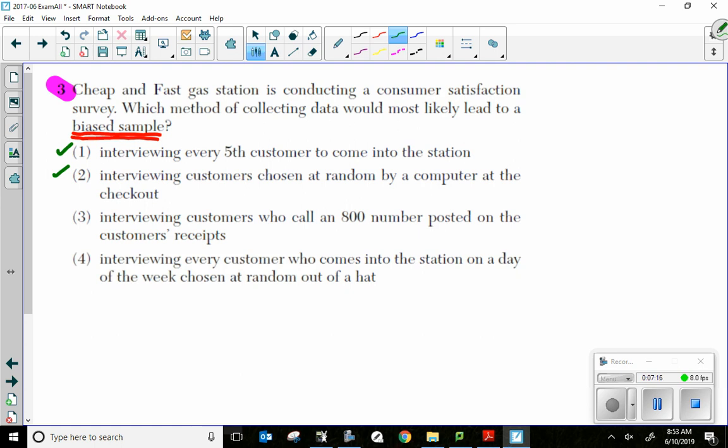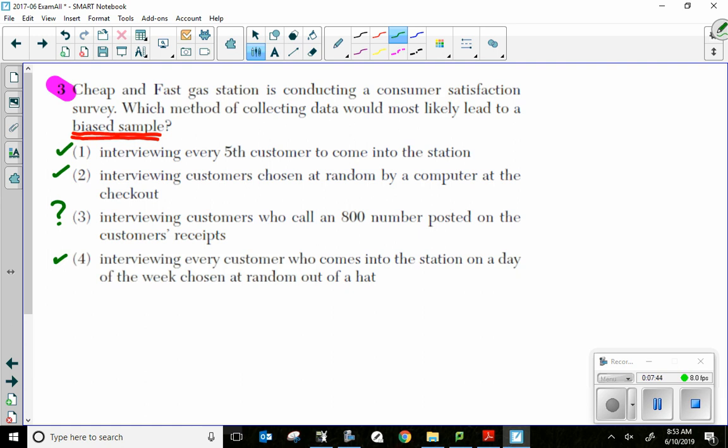Interviewing customers who call an 800 number posted on the receipt. You have no control over that. I'm going to put a little question mark there. That can possibly be it. Interviewing every customer who comes into the station on a day of the week chosen at random out of a hat. Okay, 1, 2, and 4 are completely random. You cannot control the 5th person. You cannot control who the computer picks, and you cannot control who comes into the gas station.